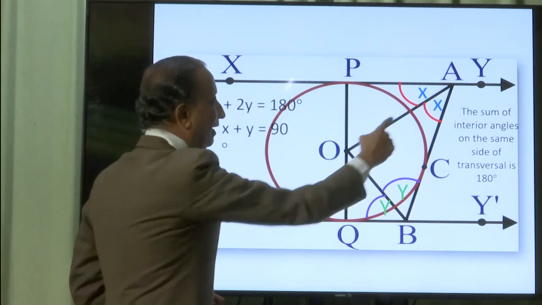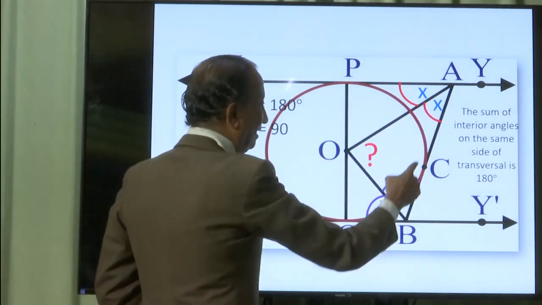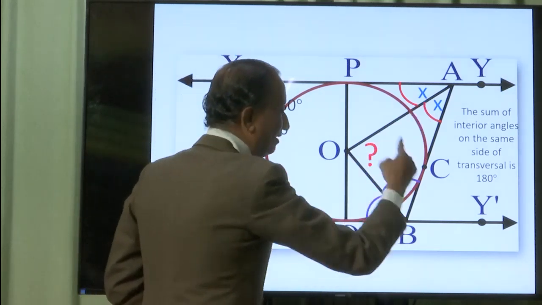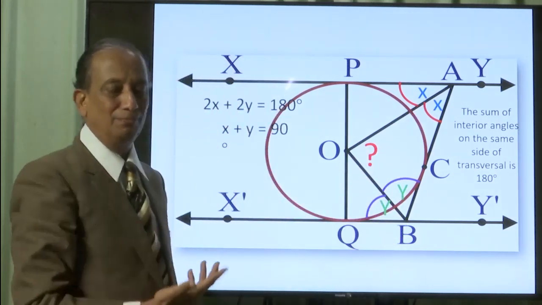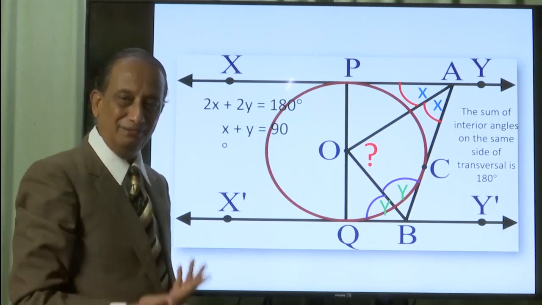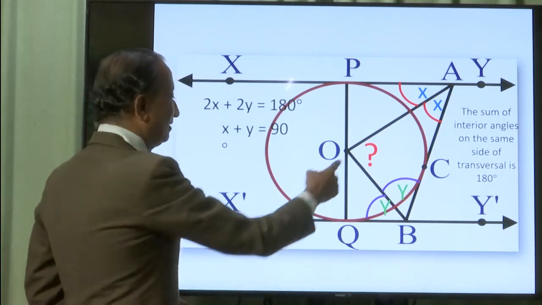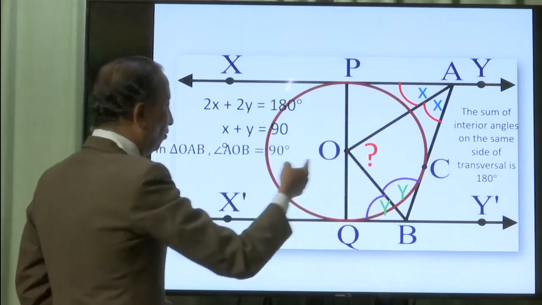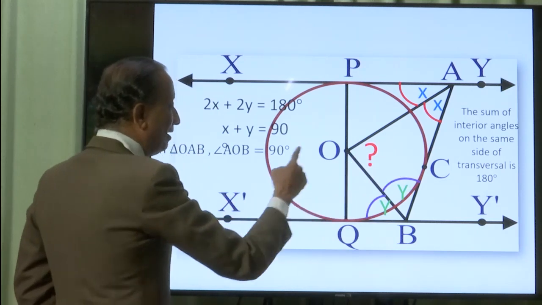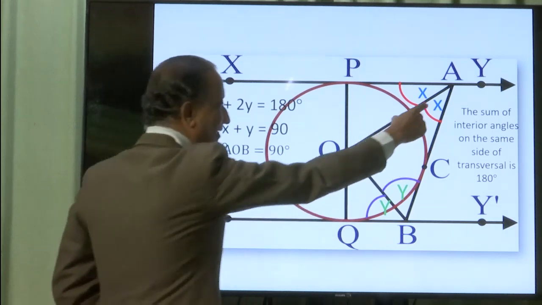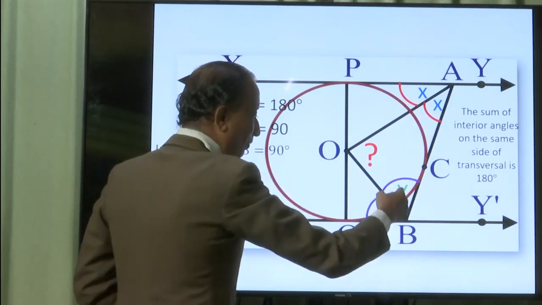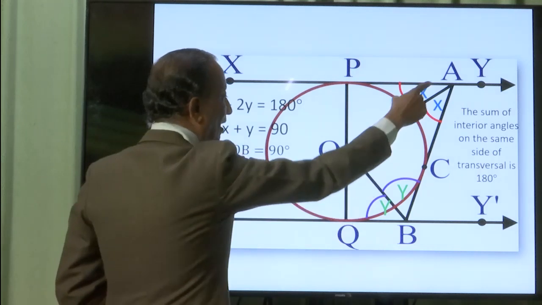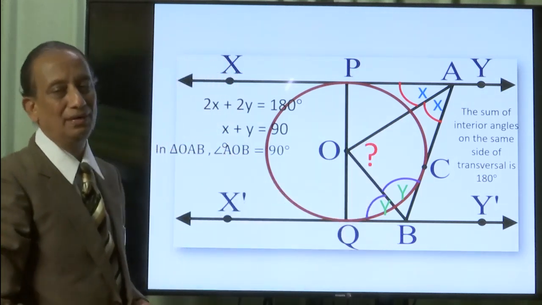So, when this angle plus this angle is 90 degrees, can you not find the third angle of a triangle, because you know the sum of three angles of a triangle is always equal to 180 degrees. Therefore, in triangle AOB, angle AOB is equal to 180 degrees minus 90 degrees, which is 90. Therefore, angle AOB is equal to 90 degrees.